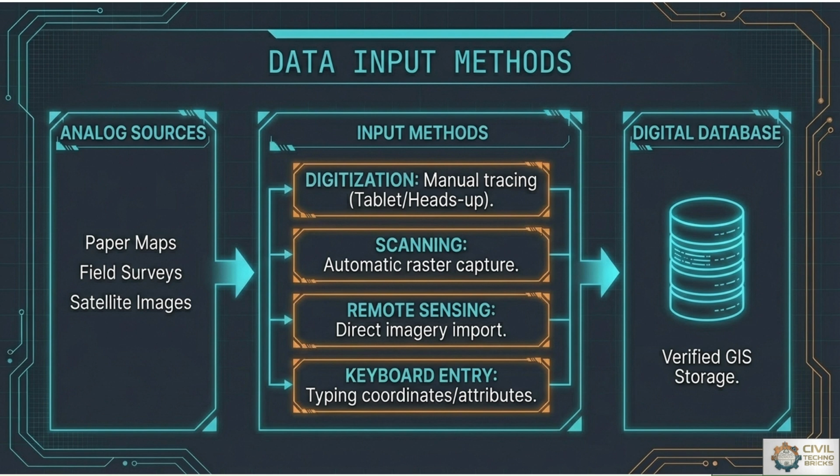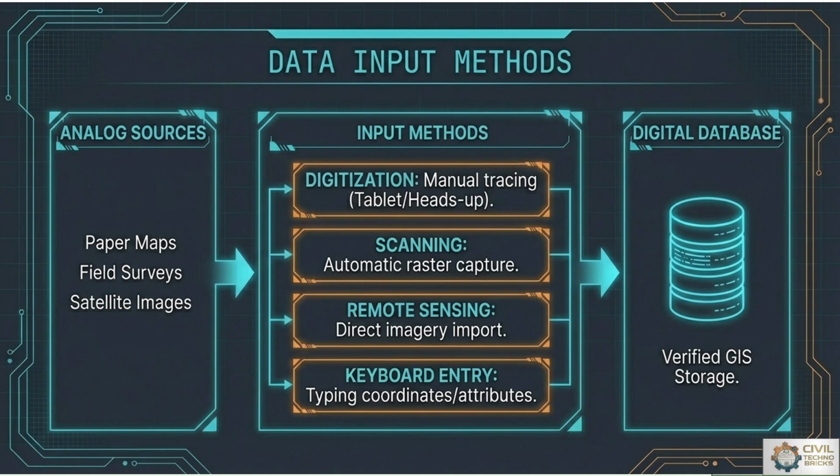Digitization, scanning, remote sensing, keyboard entry, these are all the input methodologies. They work in steps, collaboratively, interdependently or in cycles, with respect to the requirements of the analog sources. Digitization, manual tracing, converts maps and engineering drawings into digital GIS vector data for analysis and planning.